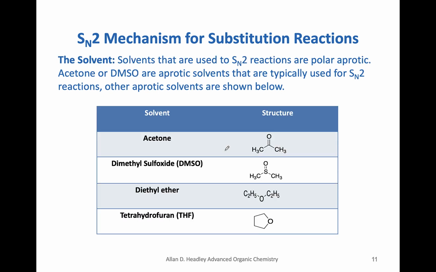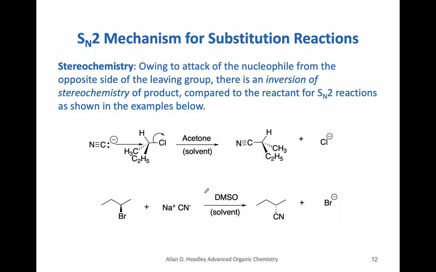So here's a table of some of the aprotic solvents that are good for SN2 type reactions. Acetone. Notice again, 3 hydrogens here bonded to carbon, not oxygen. DMSO, 3 hydrogens bonded to carbon, not an electronegative atom. And of course, as we said, tetrahydrofuran is down here. These are good solvents for SN2 reactions.